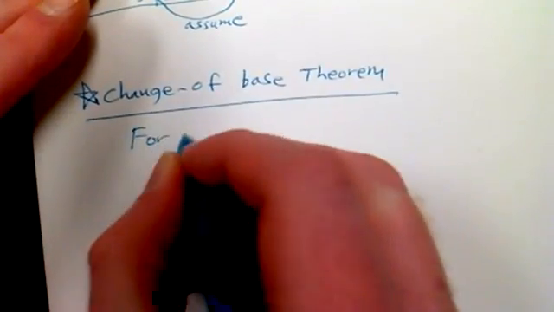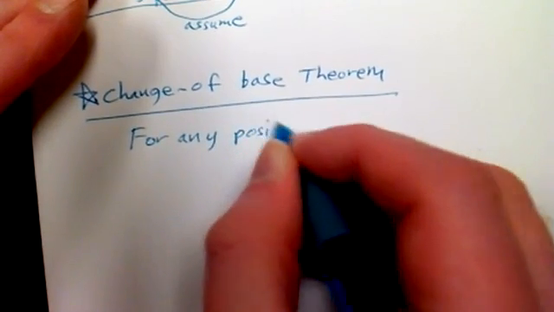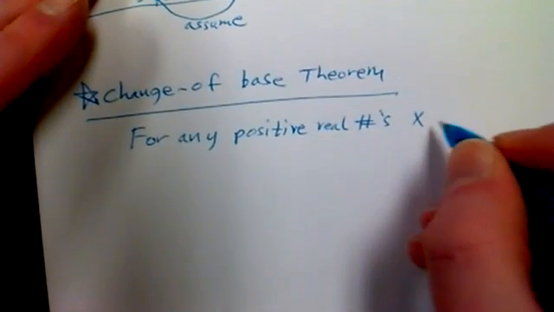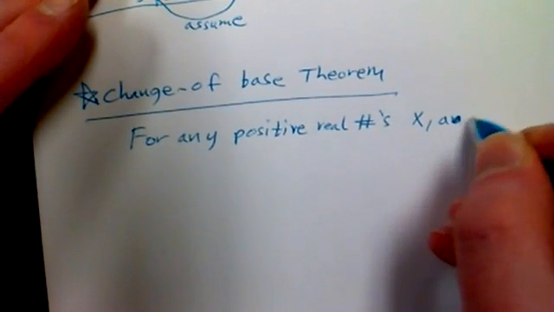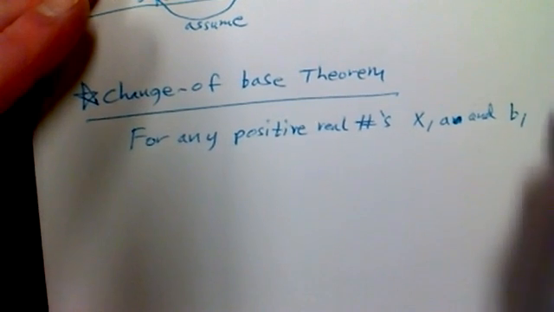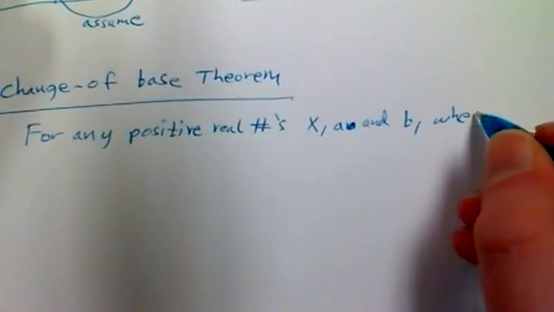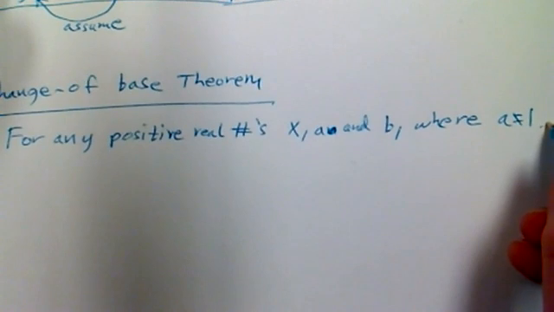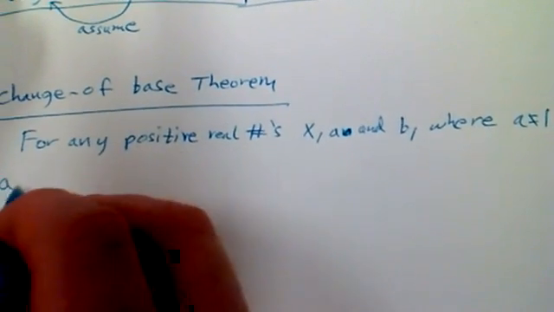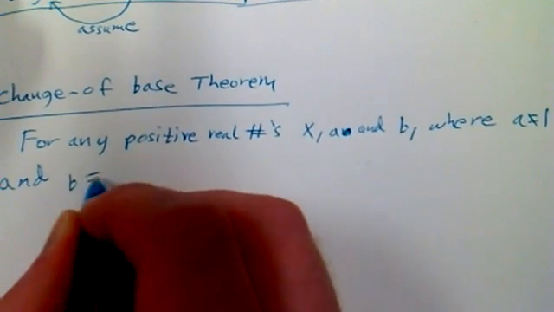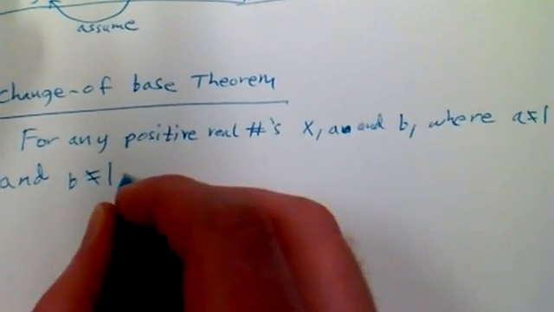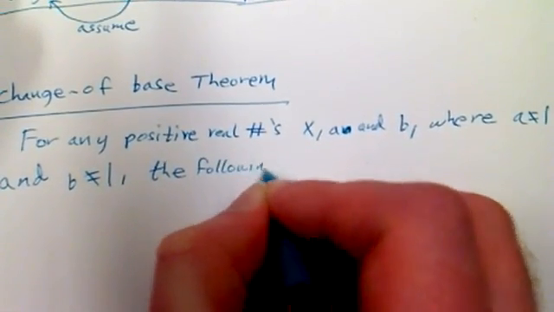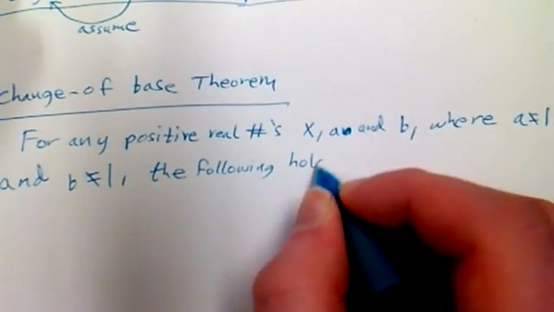What it says is for any positive real numbers x, a, and b, where a is not equal to 1, okay, and b is not equal to 1, the following holds. So I'm going to write down the theorem, then I'll show you how it can be useful.